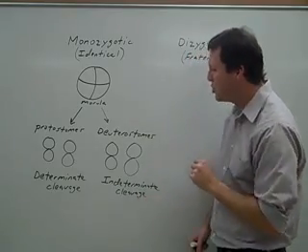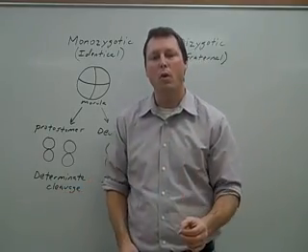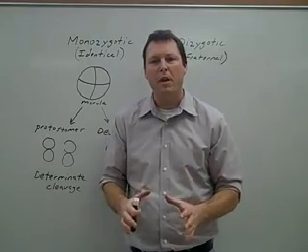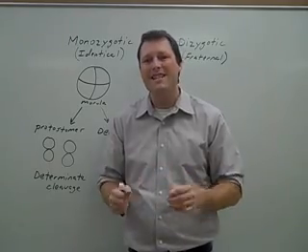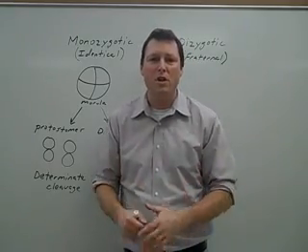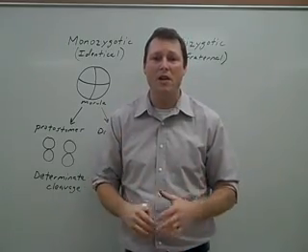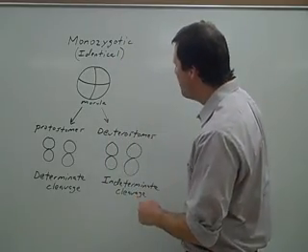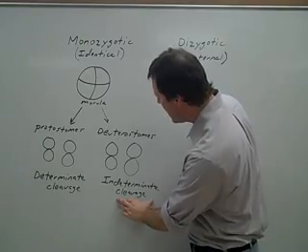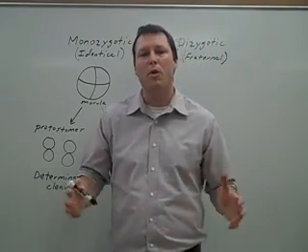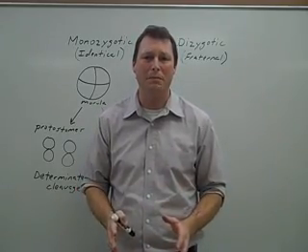Now, I just want to make sure that you don't confuse determinate cleavage with determinate growth. Determinate growth is when an organism at some genetically pre-programmed time stops growing. Usually in humans, we stop growing anywhere between 16 and 18 years old. And then we just don't grow any taller anymore. With other organisms, we have indeterminate growth. And indeterminate growth means that the organism continues to grow throughout its entire lifetime.